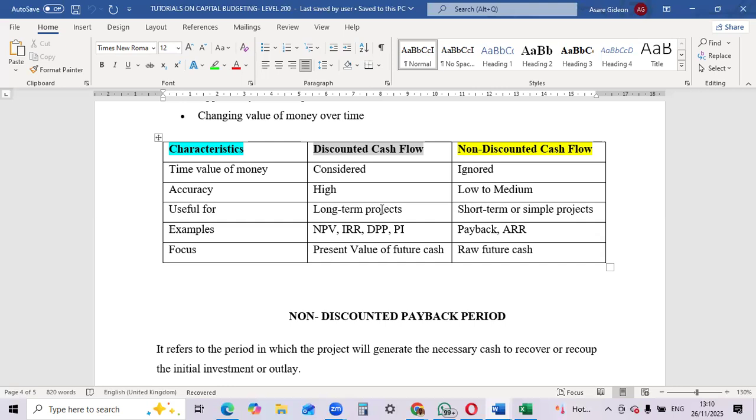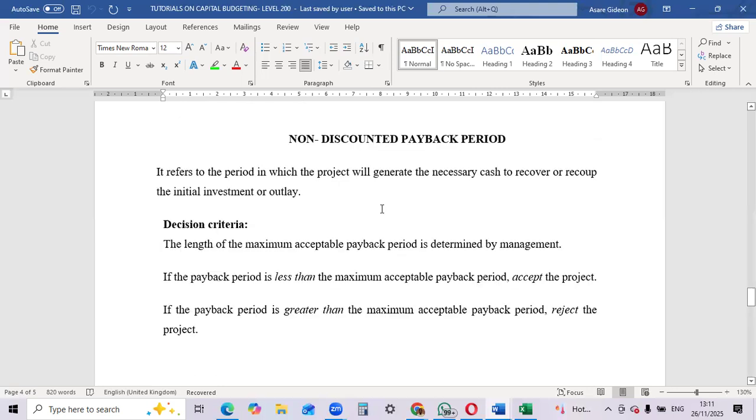So please, you have to pay attention. You have the discounted payback period and then the payback, okay? And we have the accounting rate of return. Focus: present value of future cash versus raw future cash inflows. So that is basically that. Now let's continue. Hope you understand.